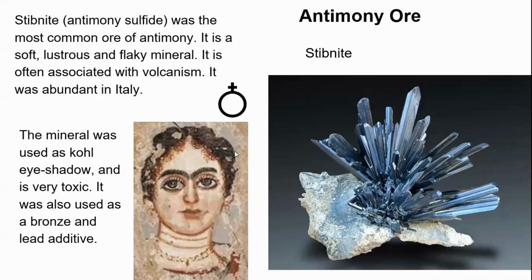Here we've got an image. This one, I believe, is from a Roman era coffin from Alexandria, but this lady probably had some antimony eyeshadow in her eyebrows there. On the right, you've got a stibnite crystal, so that's antimony sulfide in its native state. And I think that one is probably from China somewhere.